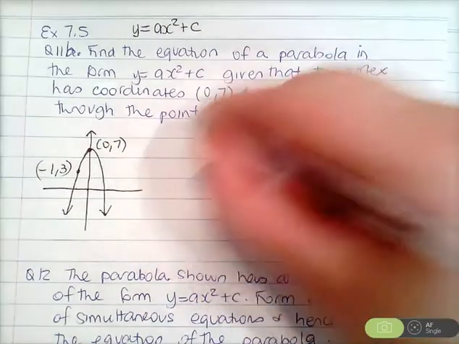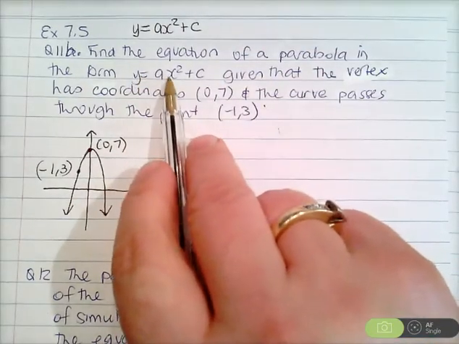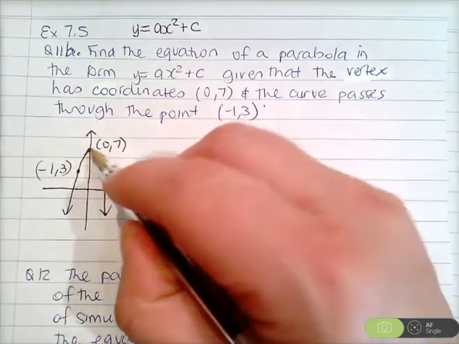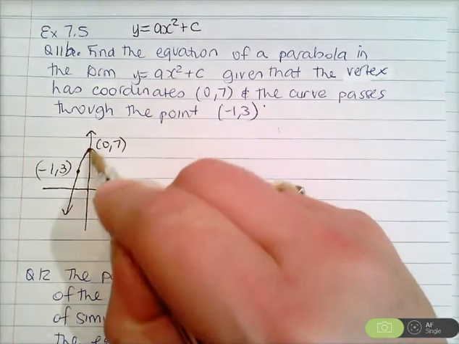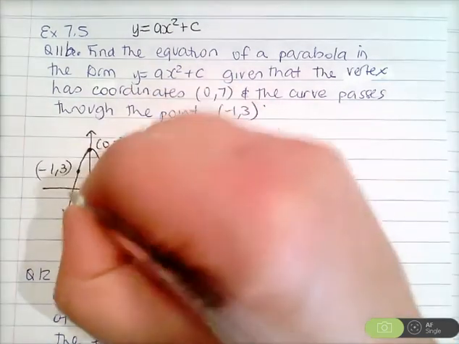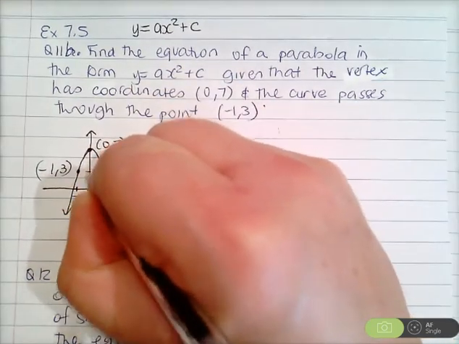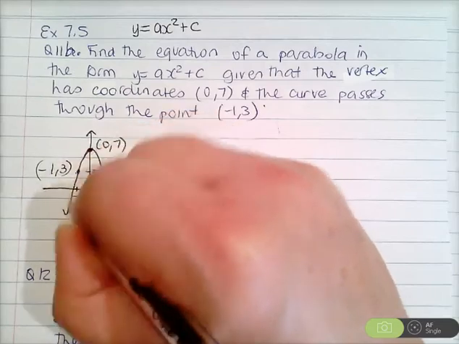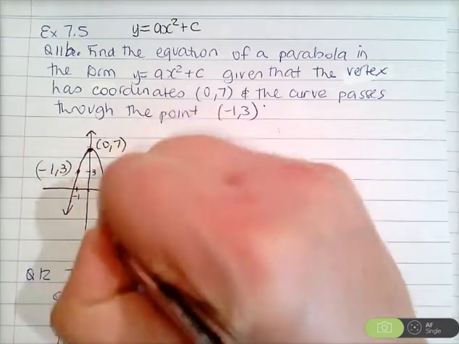So we know that the equation is of the form y equals ax squared plus c. If you plot the vertex, and the curve has to pass through (-1, 3), the only way it can pass is that way, so it has to be concave down.